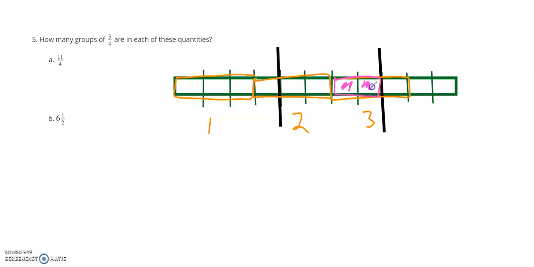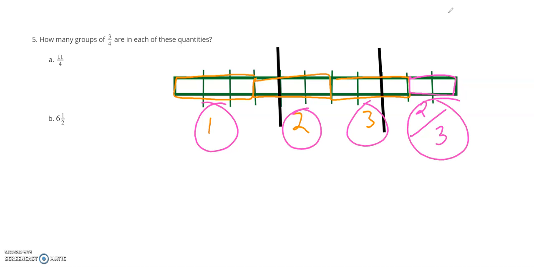1, 2 out of 3. So this is part of a group, and it is 2/3 of a group. 1, 2, 3, and 2/3 groups of 3/4.